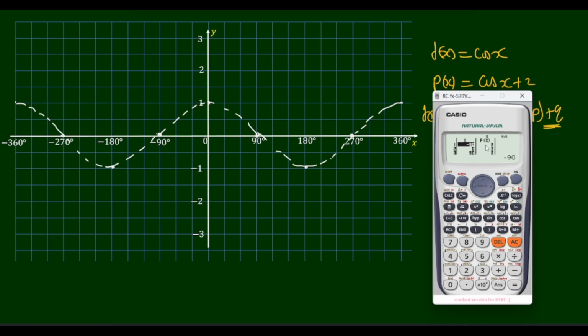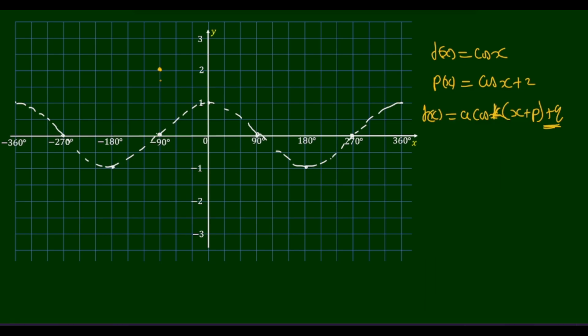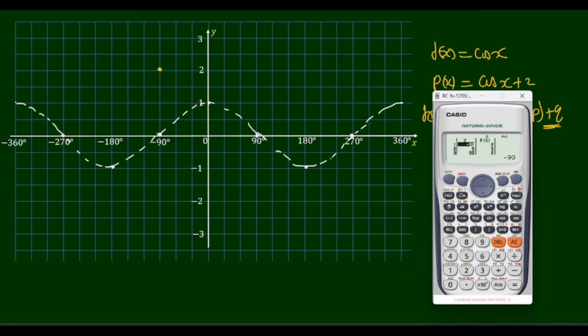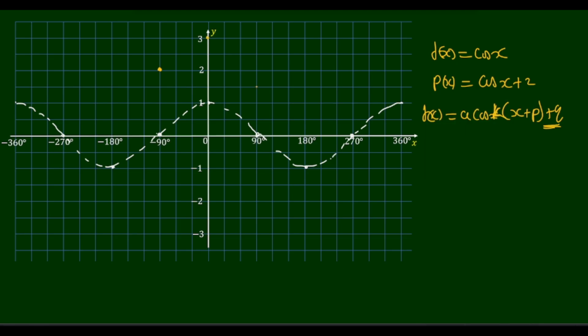So at -90, we have 2. Let's sketch that. At -90, we have 2, and then at 0, we have 3. You see, what is happening is that every point is shifted up by 2 units. So it's like 1, 2 is now there, then 1, 2 is now there. This one also should be 1, 2, like that. We are moving every point upwards by 2 units.